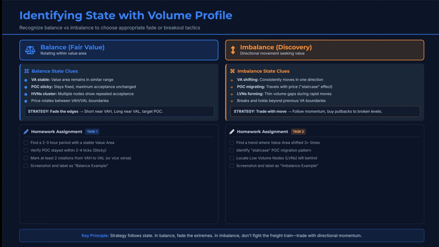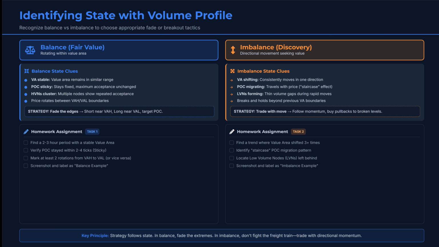The biggest mistake traders make is using the wrong strategy for the state. Fading extremes in imbalance gets you steamrolled. Trying to catch trends in balance gets you chopped up by repeated reversals. But when you correctly identify the state and apply the appropriate strategy, your win rate and risk-reward improve dramatically.